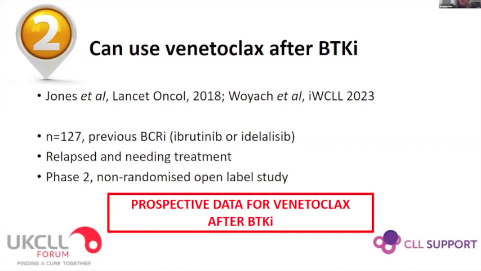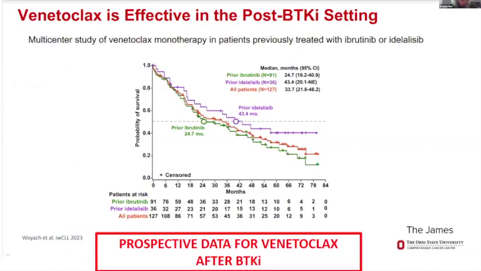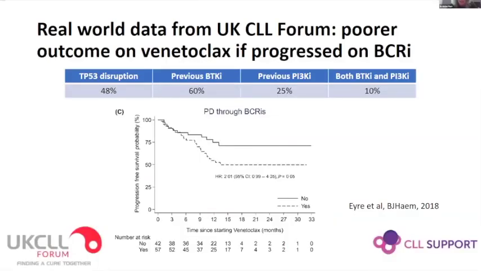So in this study, published initially in the Lancet Oncology and then subsequently updated at IWCLL last year, a study of 127 patients, and this was a non-randomized phase 2 open label study looking at patients who'd had a previous B-cell receptor inhibitor. The majority of them had had previous ibrutinib, but some had had idelalisib, and they were now relapsed and needing another treatment. And essentially, the updated outcomes presented at IWCLL last year demonstrated that venetoclax monotherapy was effective in all of these patients, regardless of their frontline B-cell receptor inhibitor. So we saw some prospective data there for the use of venetoclax in that setting.